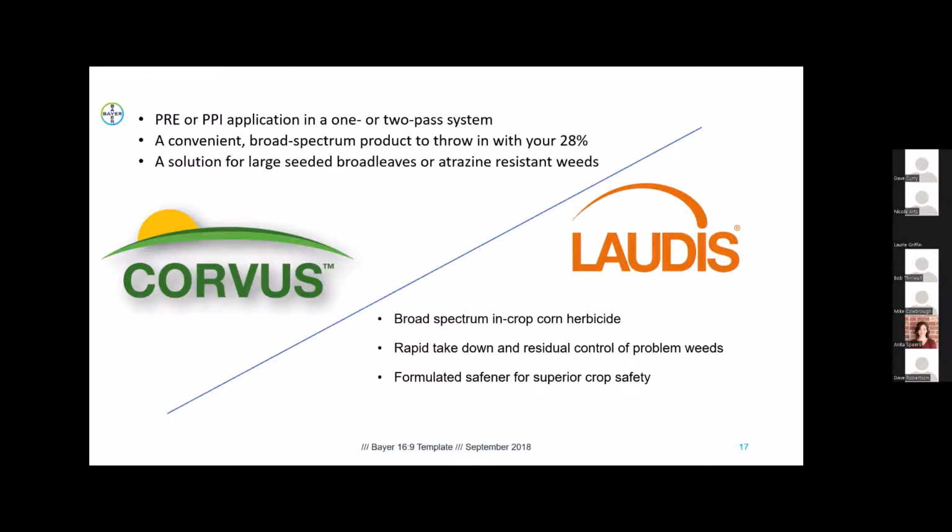Shifting gears, Lotus. It's another new corn herbicide we have. We did get a sneak peek at this one this past year. It's a broad spectrum in-crop corn herbicide. Lotus is Tembotrione, which is another group 27. Rapid takedown and residual control of problem weeds. And when we say problem weeds, the one that I want to highlight is waterhemp. We're absolutely dynamite when it comes to waterhemp, which is a weed that unfortunately continues to spread. We do have a safener in this formulation as well, which helps. As group 27s can, we have seen some bleaching in the past, but this really does minimize that risk.